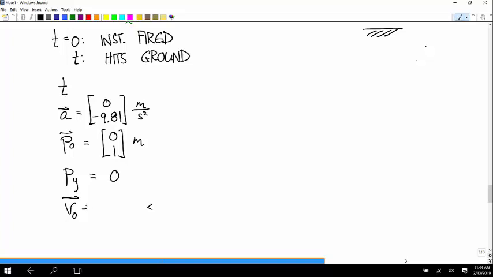So to get that initial velocity vector, here's our coordinate system. There's the x-axis, there's the y-axis. And our initial velocity vector is horizontal with a magnitude of 1,000. Okay? So it's a vector like this with a magnitude of 1,000. And now we're just trying to come up with the components of that vector.